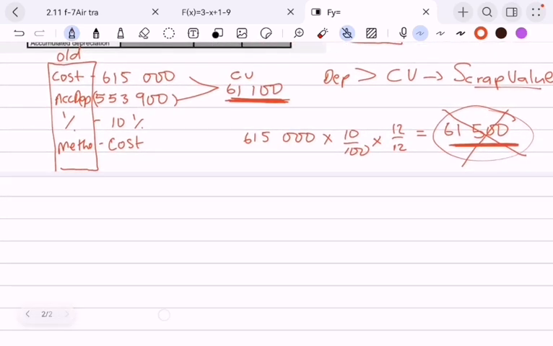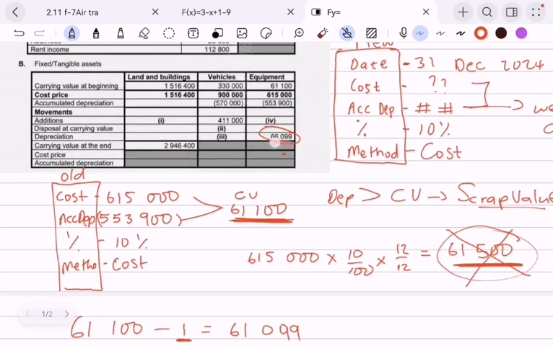But what will work? You have to take your carrying value of 61,100. We minus 1 rand. Why are we minusing 1 rand? Since it has reached its scrap value, it means the value of this asset now is that 1 rand. So we have to say 61,100 minus 1 rand. And that is 61,099.